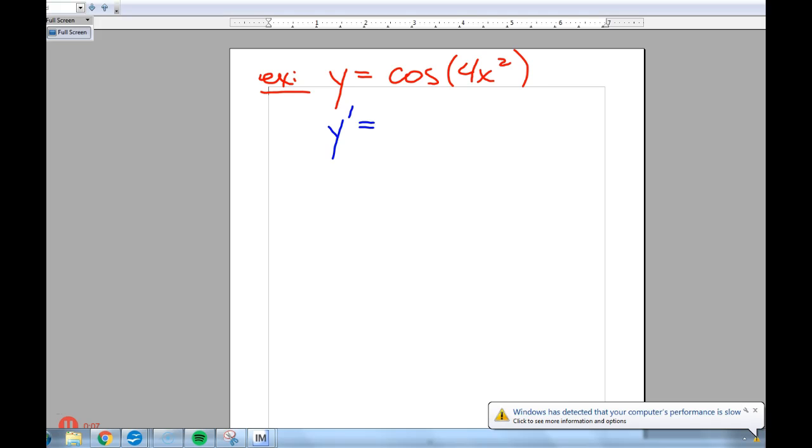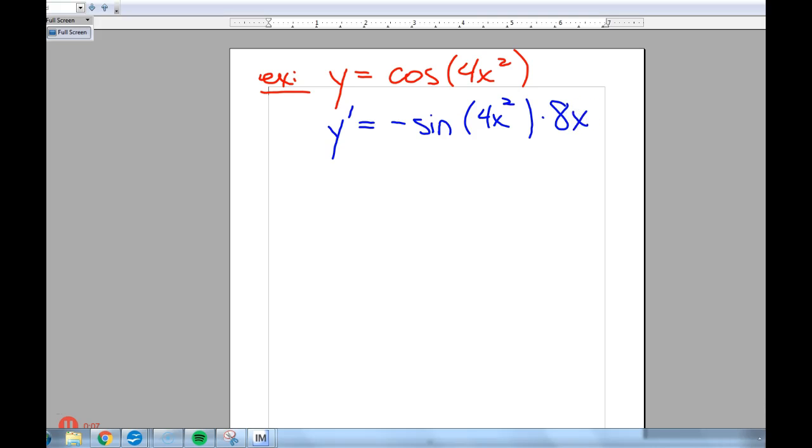Is it like a big guy, little guy? What rule do you need here? Change. How do you change? Yeah. So your big guy, please stop talking when I'm talking. Your big guy is cosine, so you take the derivative of the big guy first. You leave the little guy alone, and then you multiply by the derivative of the little guy. So that should be your answer.